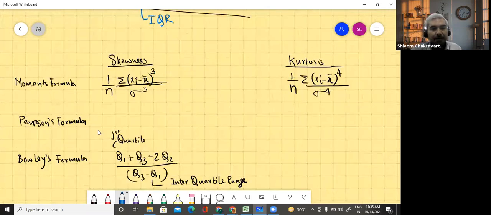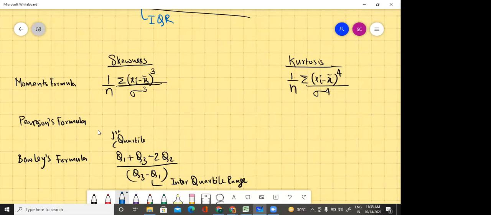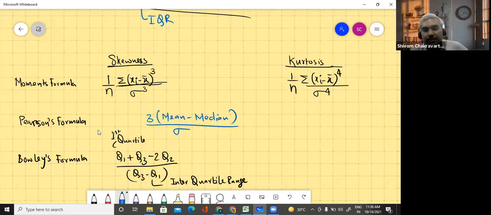And what is Pearson's formula? Pearson's formula is, I would say, the weakest formula to calculate skewness, but sometimes it helps. It is mean minus median upon standard deviation. There is a version with mode also, but of course we know that not all data sets will have a mode, so we do not use that. So 3 into mean minus median upon standard deviation is Pearson's formula for skewness.